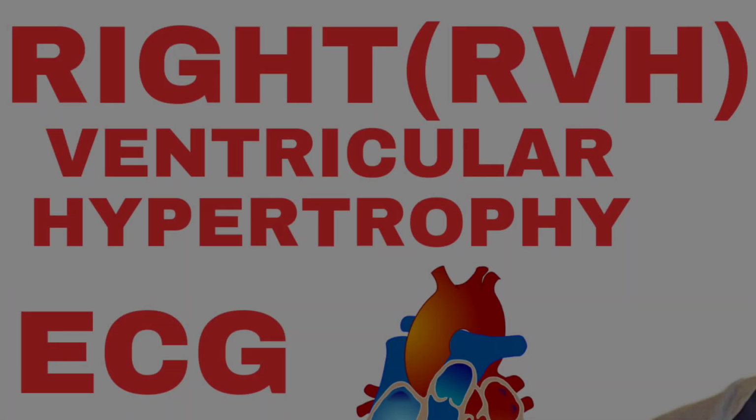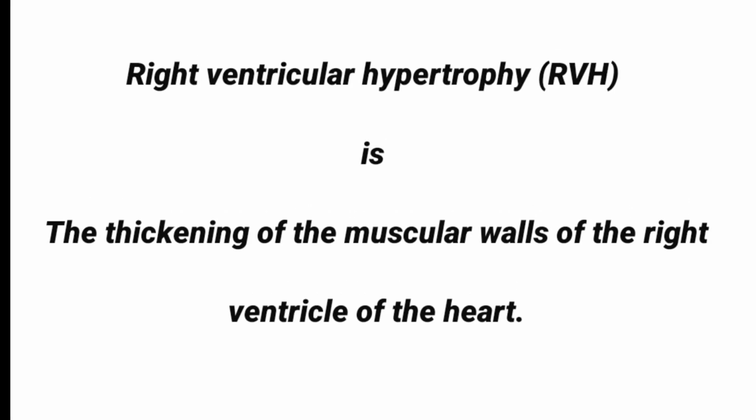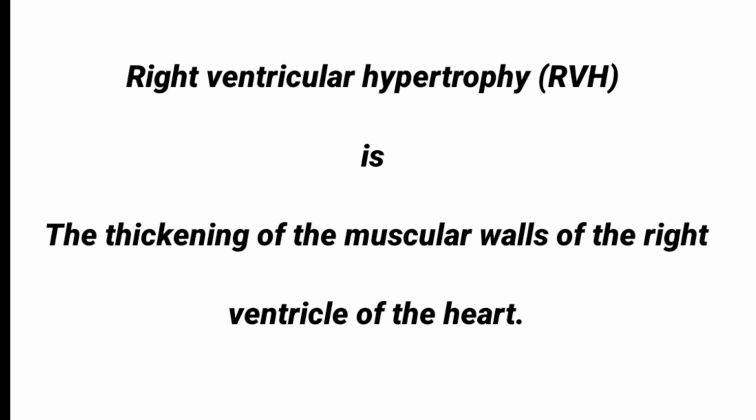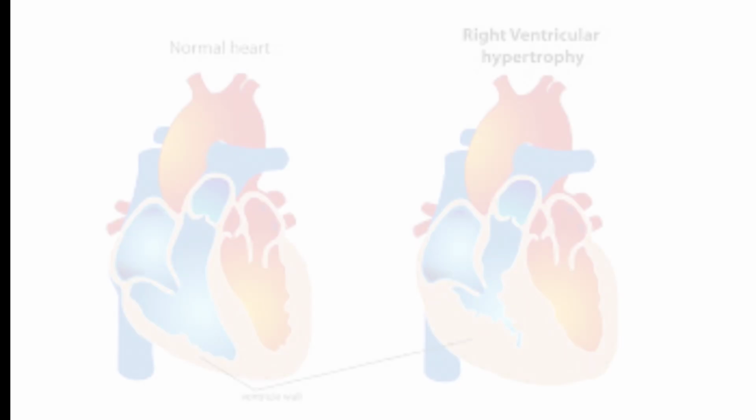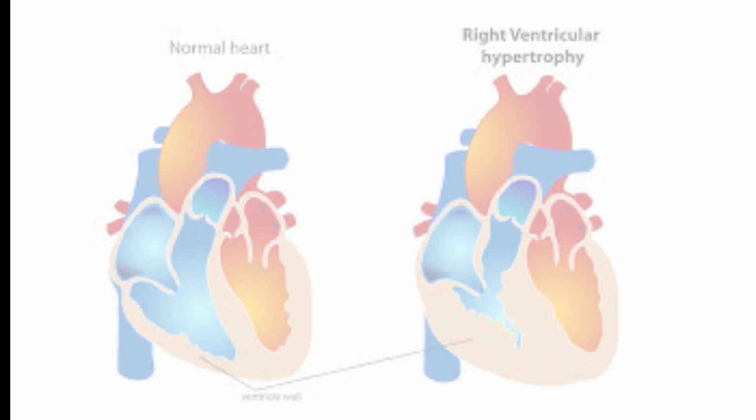So let's begin with the basic definition of right ventricular hypertrophy. Right ventricular hypertrophy is defined as the thickening of the wall of the right ventricle of the heart. This condition occurs when the right ventricle has to work harder than normal to pump the blood. This increased workload causes the muscle fibers in the right ventricle to enlarge. So this is how right ventricular hypertrophy occurs.